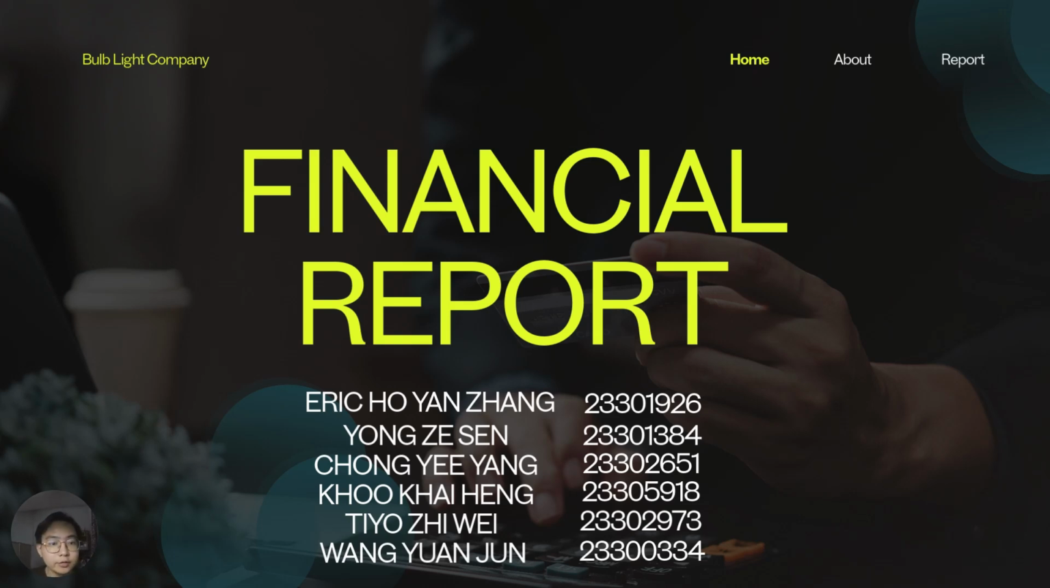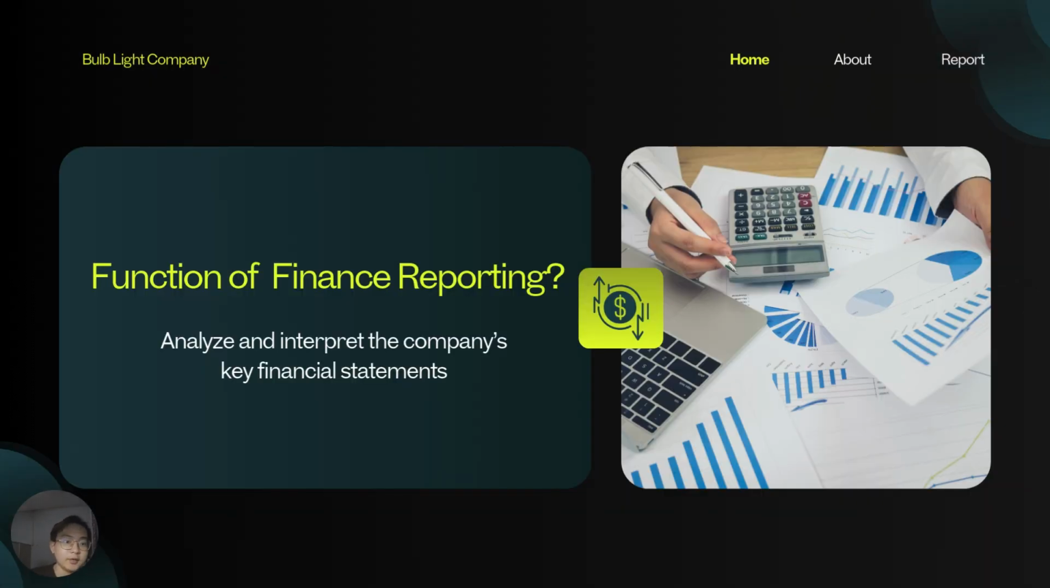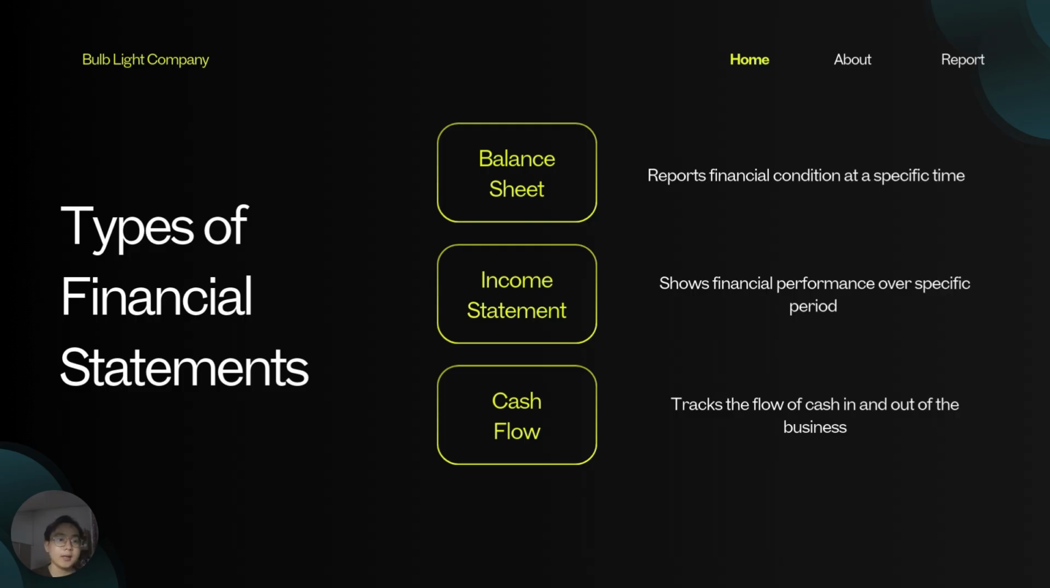Okay, now we are going to present about the financial report. A financial report basically helps us to analyze and interpret the company's key financial statements. There are three types of financial statements: balance sheet, income statement, and cash flow. The balance sheet reports the financial condition at a specific time. The income statement shows financial performance over a certain period, and cash flow tracks the flow of cash in and out of the business.